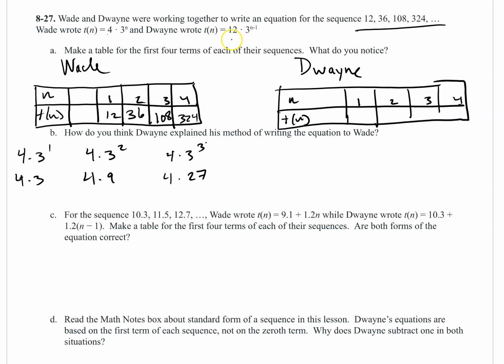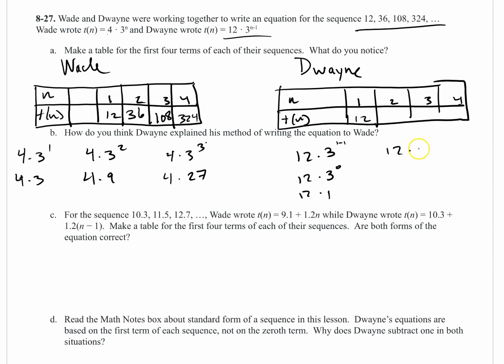Alright, here's his equation. It's a little different. So it's 12 times 3 to the power n minus 1. So if we plug in 1, it would be 3 to the power 1 minus 1, which is 3 to the power 0. And anything to the power 0 is 1. So 12 times 1, that's just 12.